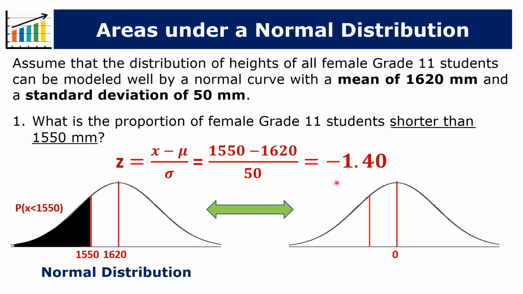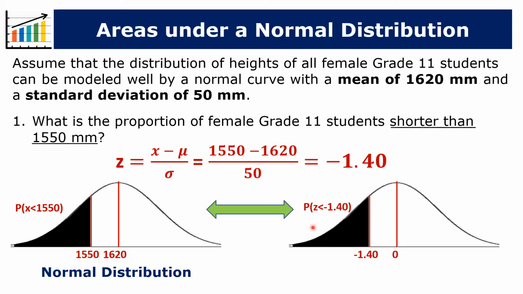So where can we find negative 1.40? Of course, it is located to the left of the mean, which is 0. So to say, when we convert 1550 into a z-score, the equivalent of this is negative 1.40 in this problem. So again, the area that we are looking for is the area shorter than 1550, or less than negative 1.40. So here it is. So this portion of the graph.